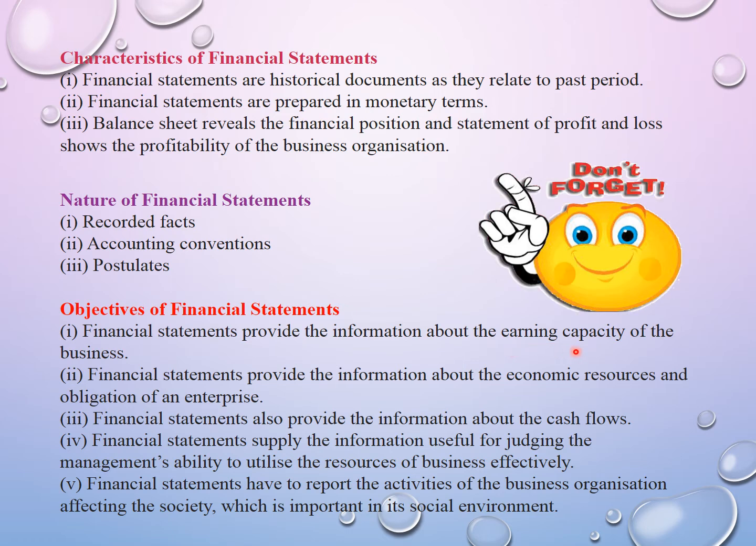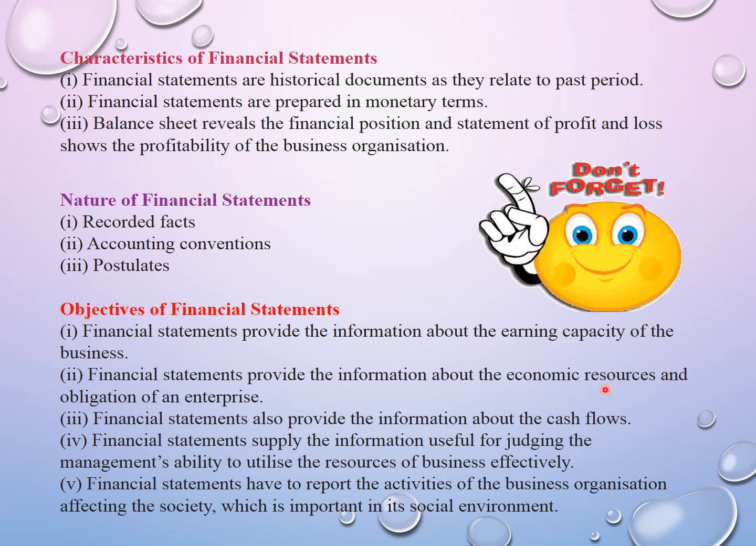Number two, financial statements also tell us about the economic resources and the obligations of an enterprise. यहाँ पे economic resources का means the assets which the business is holding with them and the obligation means our liabilities. business के पास कितने assets हैं जो business own कर रहा है and कितनी liabilities हैं जो business ने discharge करनी हैं. These are also shown in financial statements under the head balance sheet.